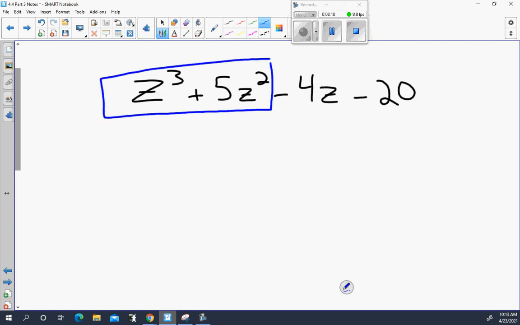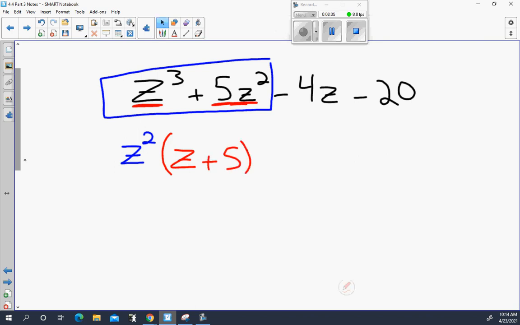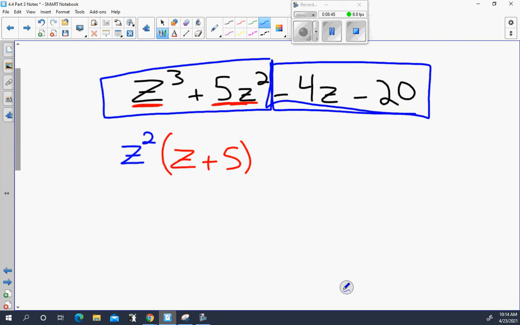What can we factor out in that blue rectangle? We can factor out a z squared, right? We can say z squared is going to be multiplied by, what's left here? If I take 2 out, just 1. What's left here? If I took 2 z's out, just plus 5. Okay. Now, what can I factor out from this rectangle?